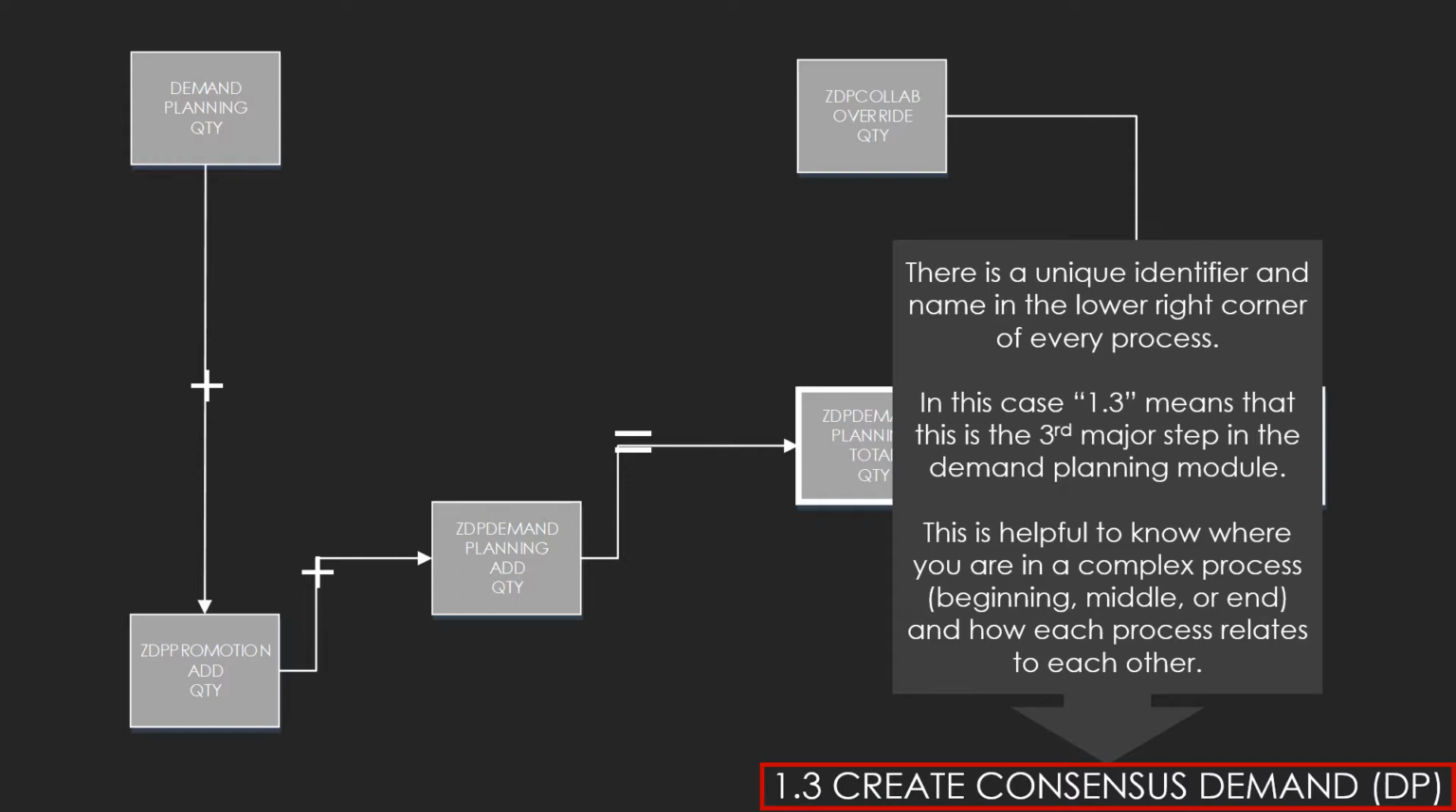There is a unique identifier and name in the lower right corner of every process. In this case, 1.3 means that this is the third major step in the demand planning module. This is helpful to know where you are in a complex process, beginning, middle, or end, and how each process relates to each other.